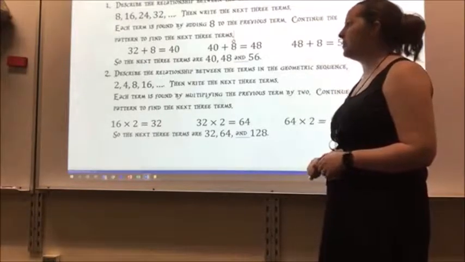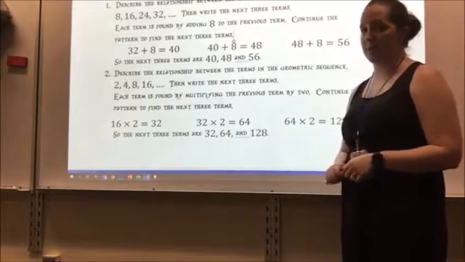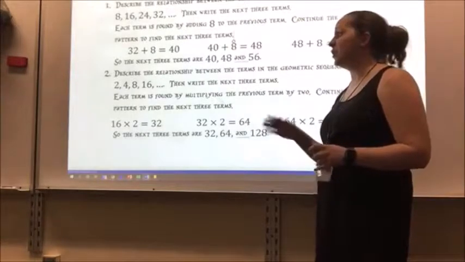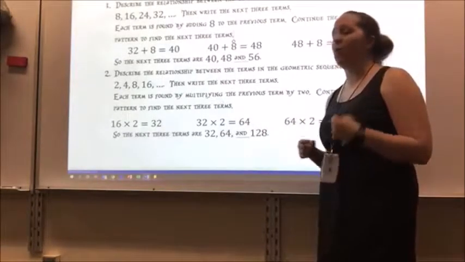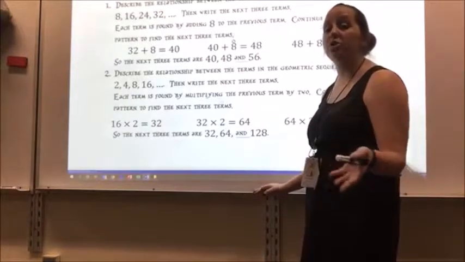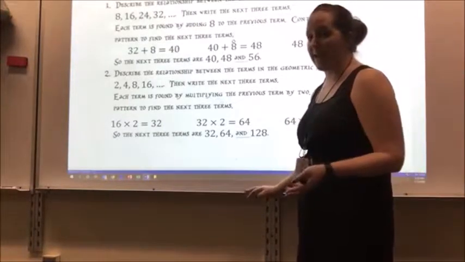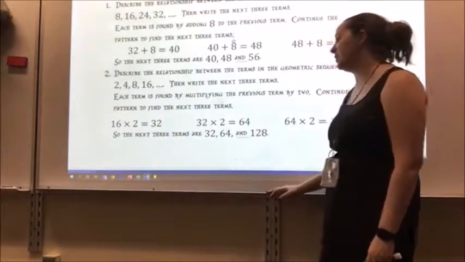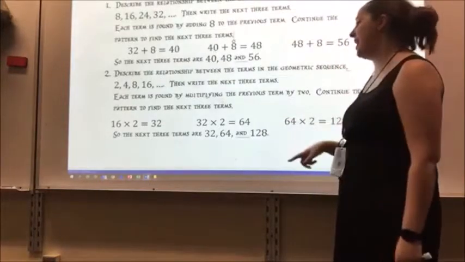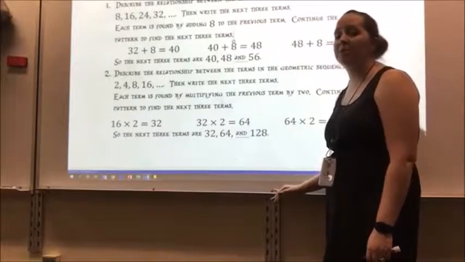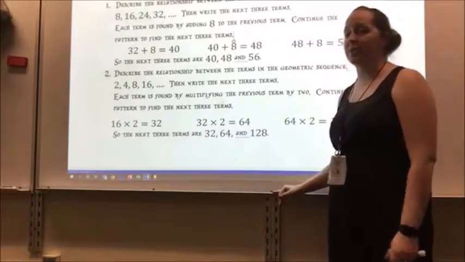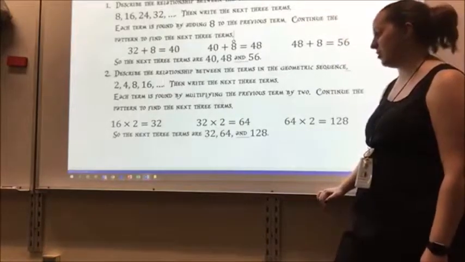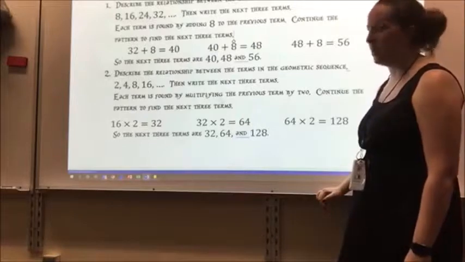Number 2 says, describe the relationship between the terms in the geometric sequence. So for this one, I'm going to be multiplying because I'm dealing with geometric sequences. Okay, I have 2, 4, 8, and 16. Well, I have to think, what times 2 gets me to 4? Well, 2 times 2 is 4. 4 times 2 is 8. 8 times 2 is 16. Then I write the next 3 terms. Each term is found by multiplying the previous term by 2. Continue the pattern to find the next 3 terms. So 16 times 2 is 32. 32 times 2 is 64. And 64 times 2 is 128. So the next 3 terms are 32, 64, and 128.